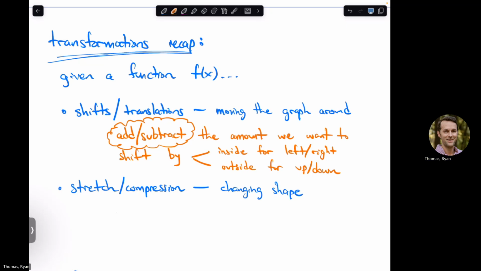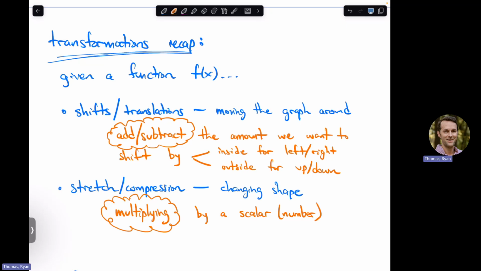That comes from multiplying, because I've started putting bubbles around these, so I've got to stick with it now. Multiplying by a scalar, which is just a number. It's called a scalar because what it does is scale the thing, right? Sort of like a window, you stretch it in one direction. Again, inside we think of as affecting the horizontal, outside is affecting the vertical, and then the size of that number determines whether it's stretching the graph or compressing.